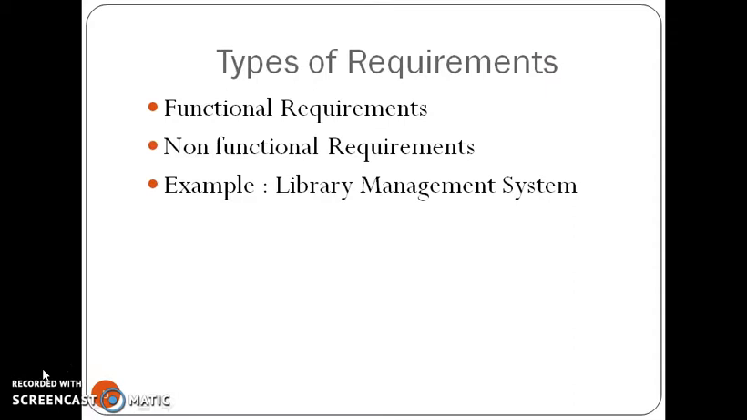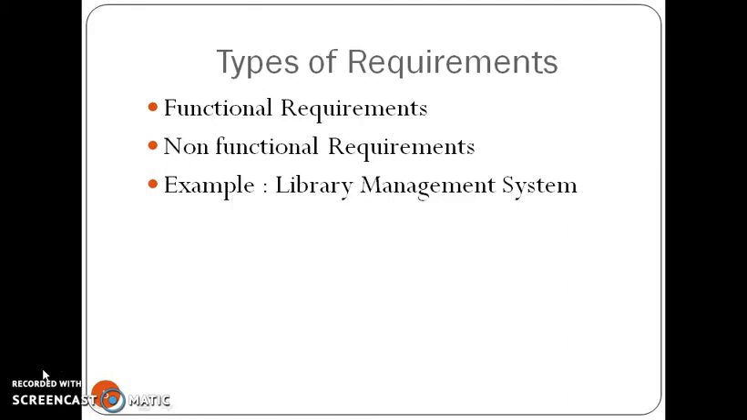The output of requirement engineering process is the identification of requirements. There are two types of requirements: functional requirements, non-functional requirements. Functional requirements tell the behavior of the system for particular input, where non-functional requirements tell about the performance of the system, cost of the system, and so on.